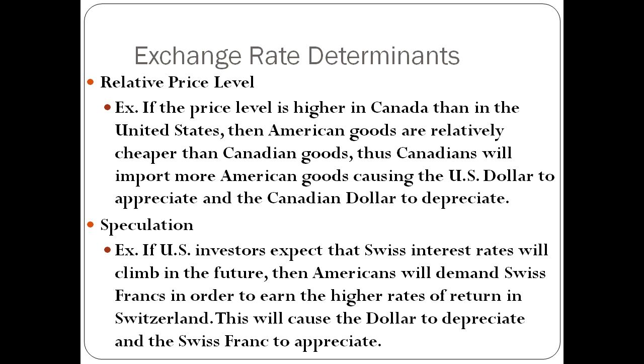And if, let's say, the U.S. stock market was doing really, really well, once again, people in other countries, in order to buy into the U.S. stock market, would need to demand dollars, and they would need to supply their currency in order to buy the dollars. Thus, they can buy into the U.S. stock market.